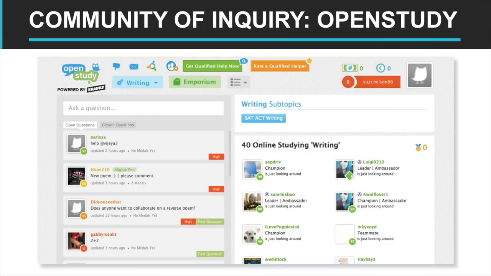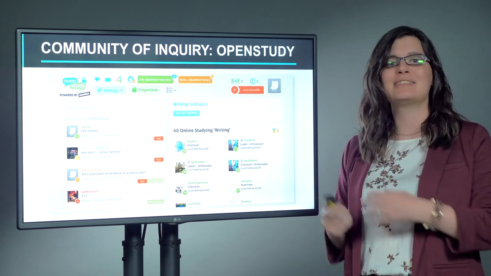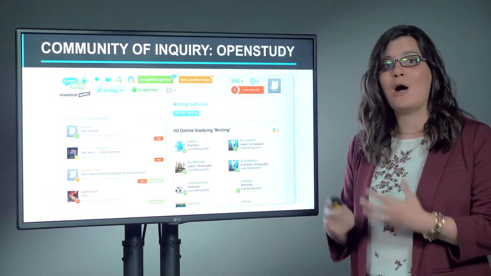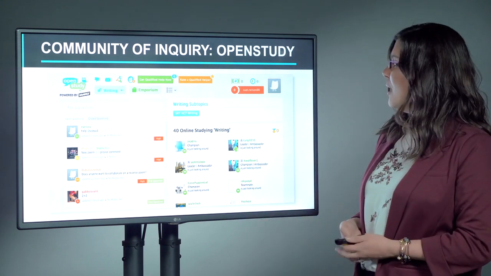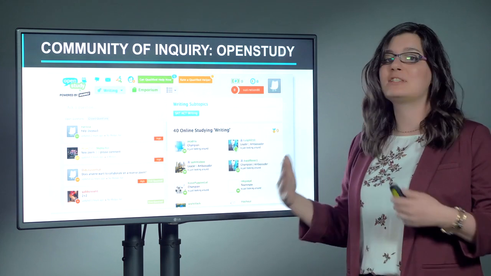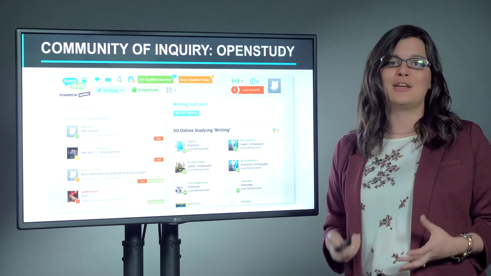Open Study is a wonderful example of a community of inquiry. So remember, with community of inquiry, the goal is education. So you can sign up for the Open Study community and choose a subject, and you can talk to other people who are also learning that subject. It's an online study group, and the goal is to share knowledge and learn about whatever it is you're interested in. In this page that I clicked on, it's specifically about writing. So it's just people gathering together who are passionate about writing and looking to educate each other on best practices.